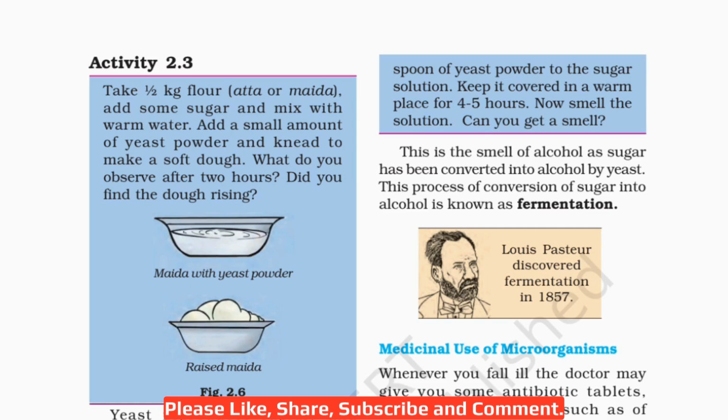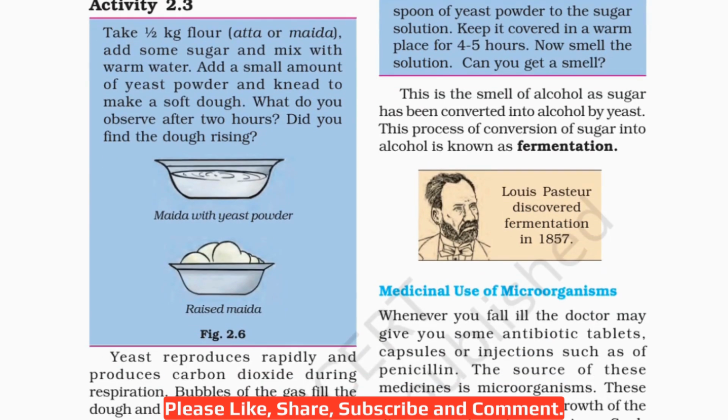Now smell the solution. Can you get a smell? This is an unpleasant smell. What is the smell? This is the smell of alcohol, as sugar has been converted into alcohol by yeast. This process of conversion of sugar into alcohol with the action of yeast is known as fermentation. Fermentation was discovered by Louis Pasteur in 1857. So this you can learn.